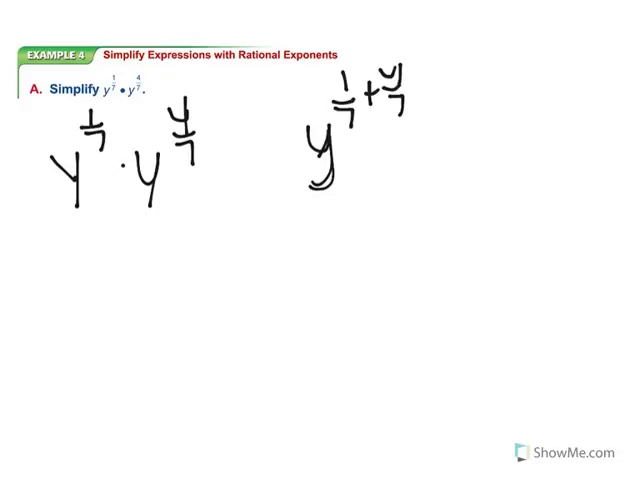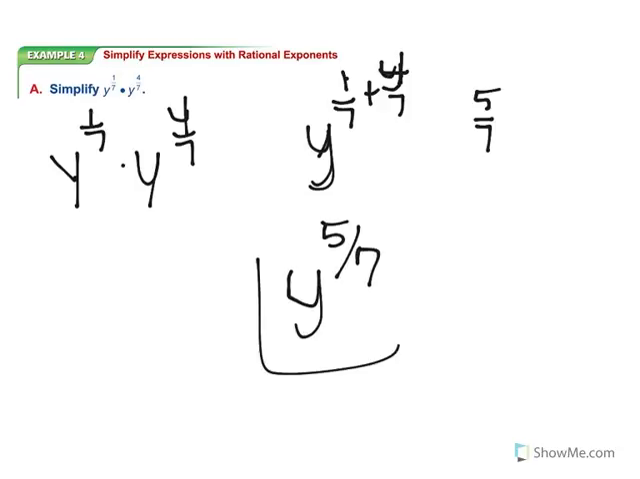Now we're going to do example 4a, simplify y to the 1/7 times y to the 4/7. So whenever we have a value or variable, like y to the 1/7 times the same variable y to the 4/7, all we do is we add the exponents. So we have y to the 1/7 plus 4/7. That's how we can rewrite this. And 1 plus 4 equals 5/7. So our answer is y to the 5/7.